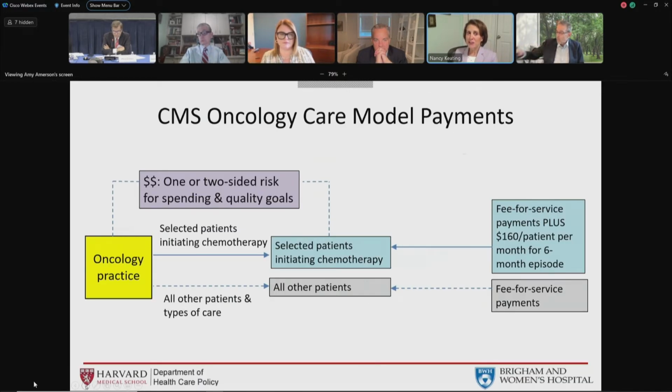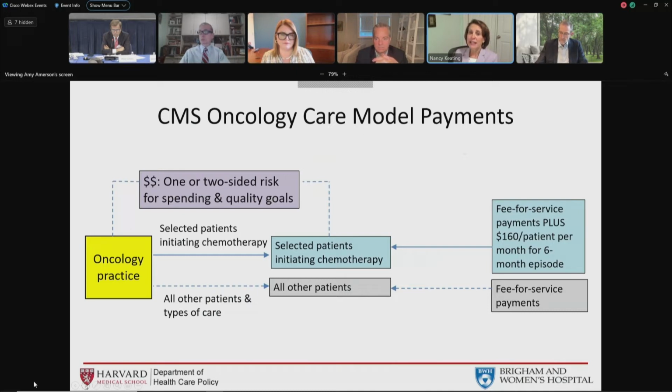In OCM, the practices provide care for fee-for-service Medicare beneficiaries or a small number of patients from some other models. This was actually envisioned as a multi-payer model, although very few other payers participated. The patients in blue in the middle are fee-for-service Medicare beneficiaries who are initiating chemotherapy. All the practices' other patients are in the gray box below that. These are patients from other payers or patients at other phases of illness who are still seeing a medical oncologist.